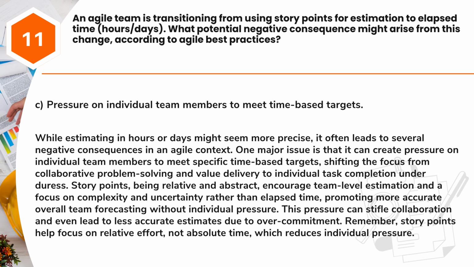Story points, being relative and abstract, encourage team-level estimation and a focus on complexity and uncertainty rather than elapsed time, promoting more accurate overall team forecasting without individual pressure. This pressure can stifle collaboration and even lead to less accurate estimates due to overcommitment. Remember, story points help focus on relative effort, not absolute time, which reduces individual pressure.